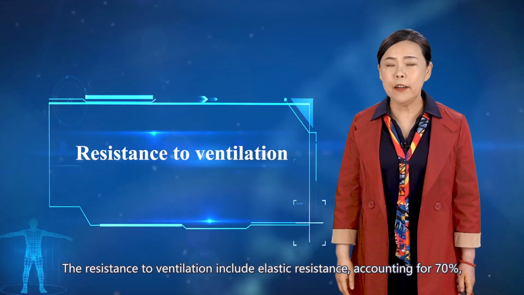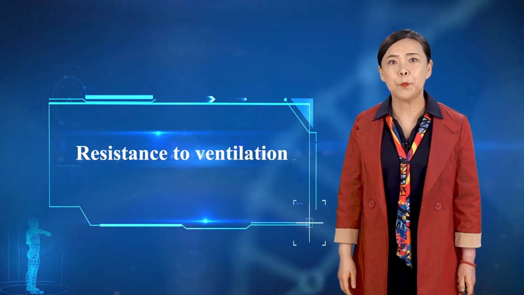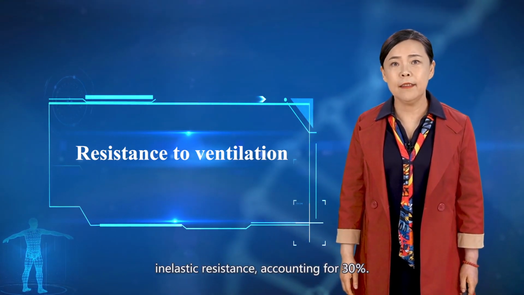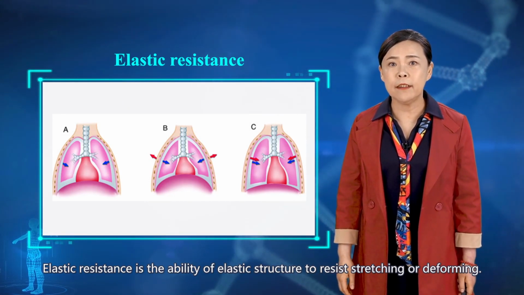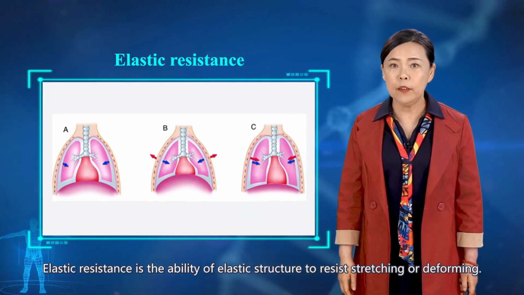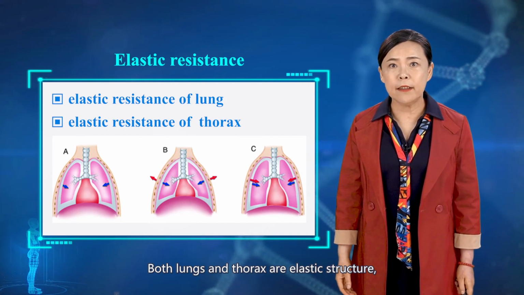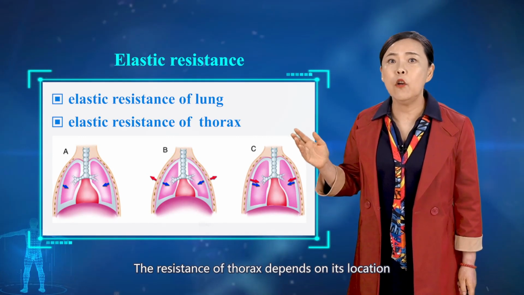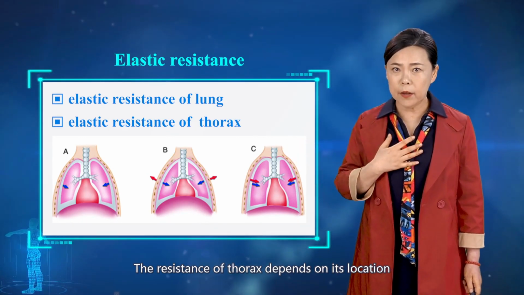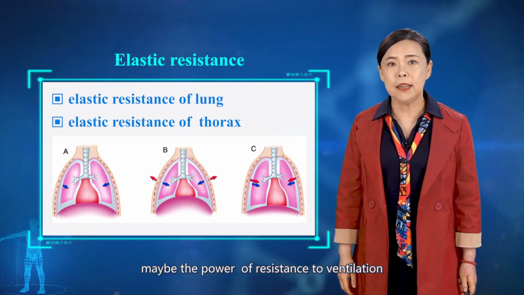The resistance includes elastic resistance, accounting for 70%, and inelastic resistance, accounting for 30%. Elastic resistance is the ability of elastic structure to resist stretching or deforming. Both lungs and thorax are elastic structures, so they have elastic resistance. The resistance of thorax depends on its location; it may be the power or the resistance to ventilation.